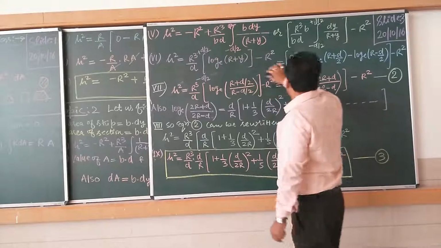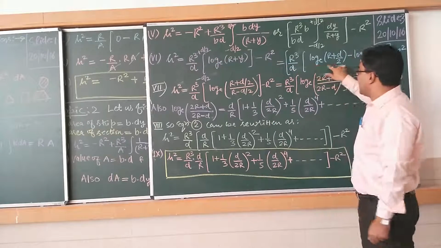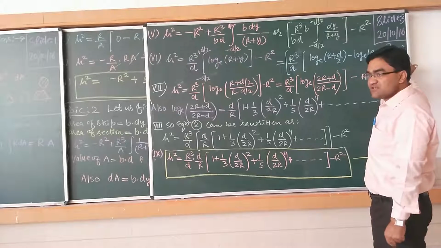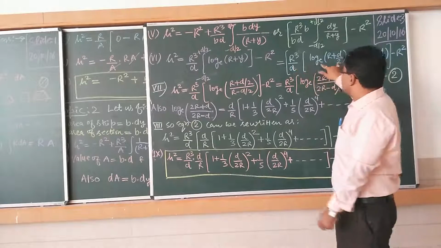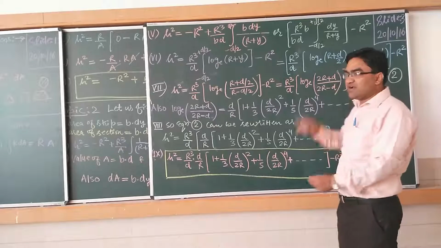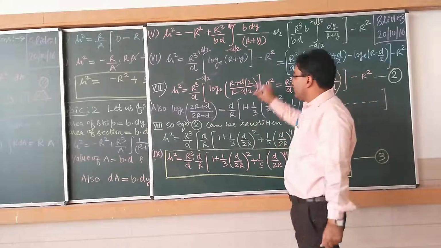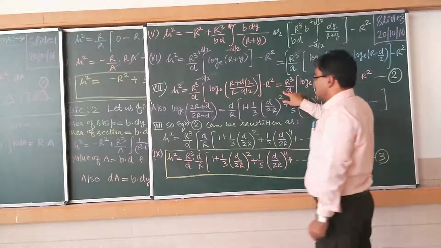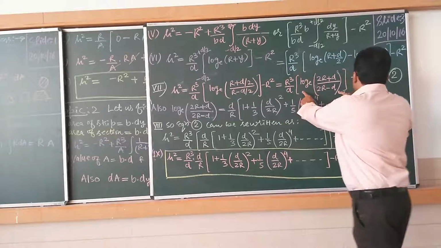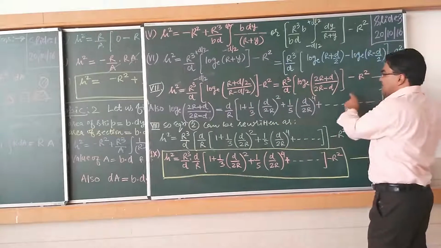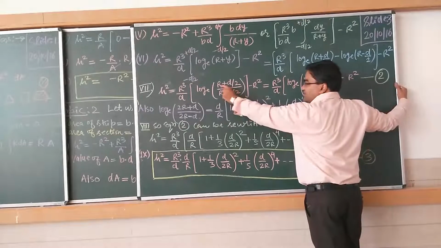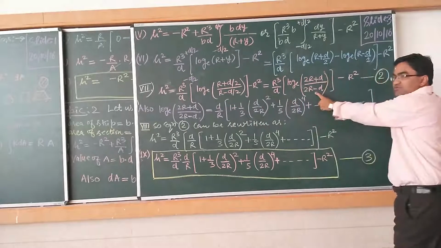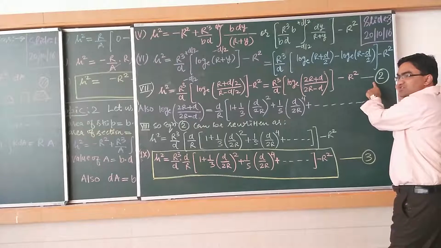So applying the limits, higher limit minus lower limit: log of x minus log of y, what will we do? Log of x upon y. Here, r cube upon d as it is, minus r. Now this term is as it is, so this equation becomes, multiplying the 2 up and down, after solving the equation becomes this. This is equation number 2.